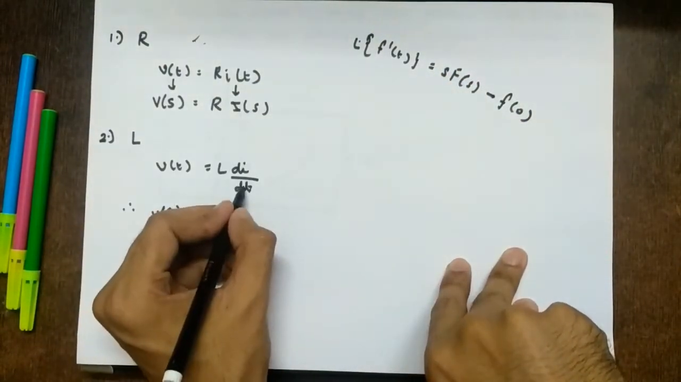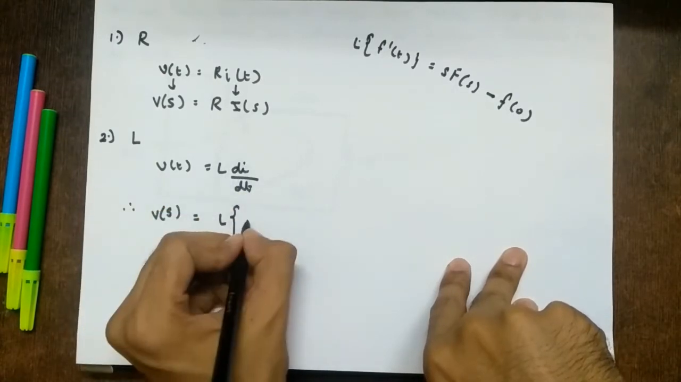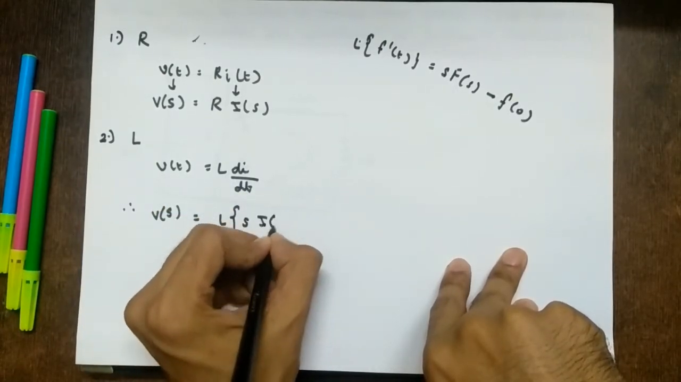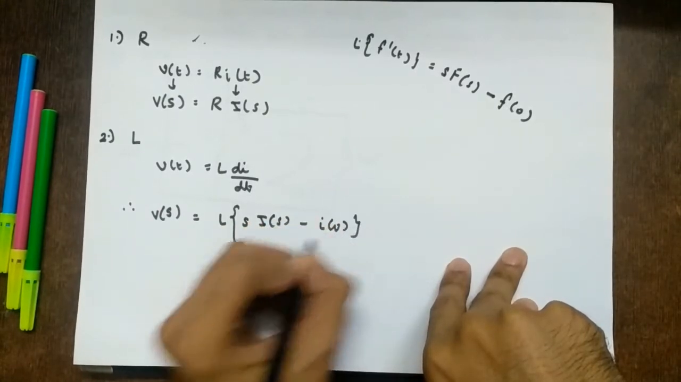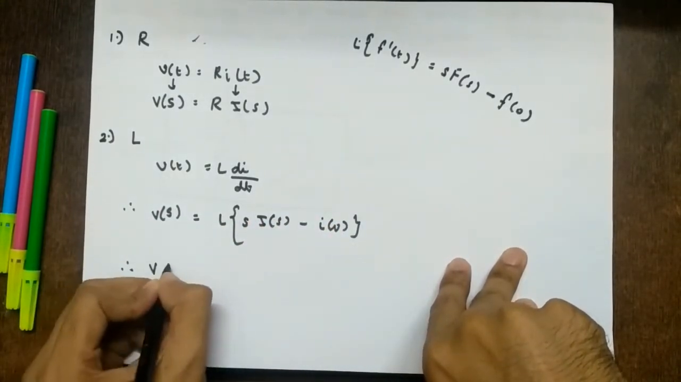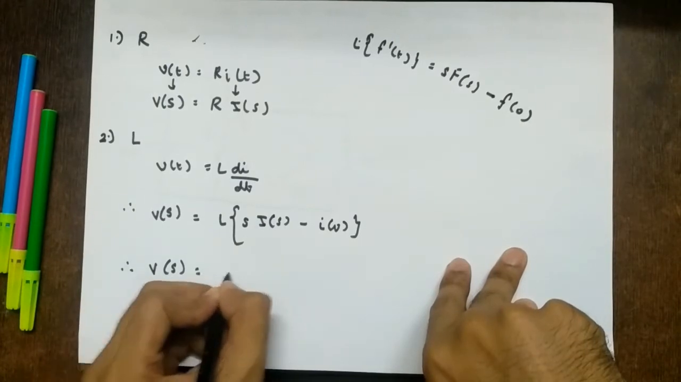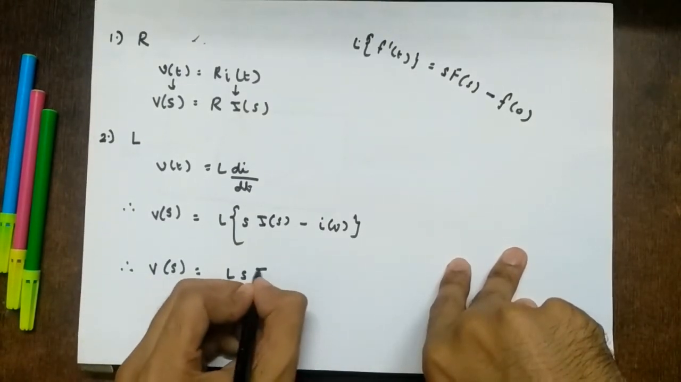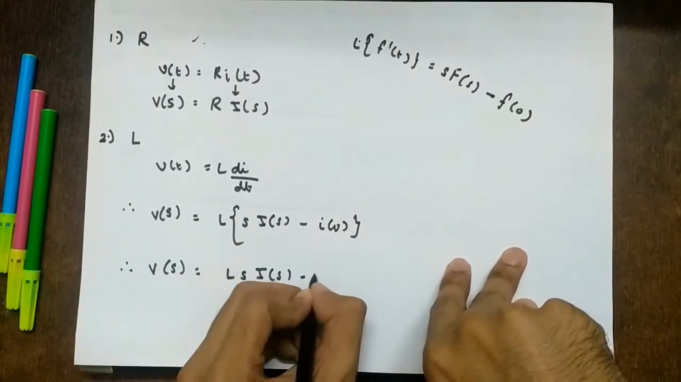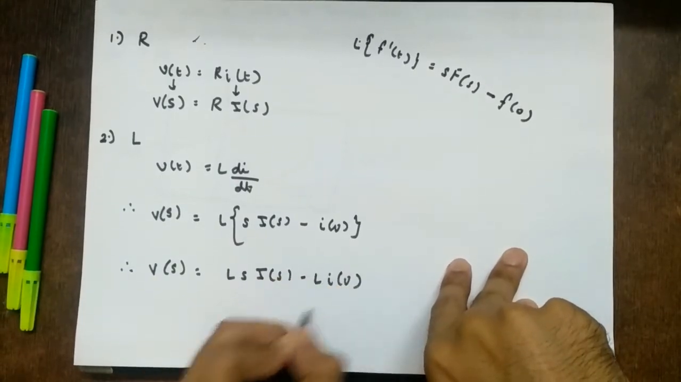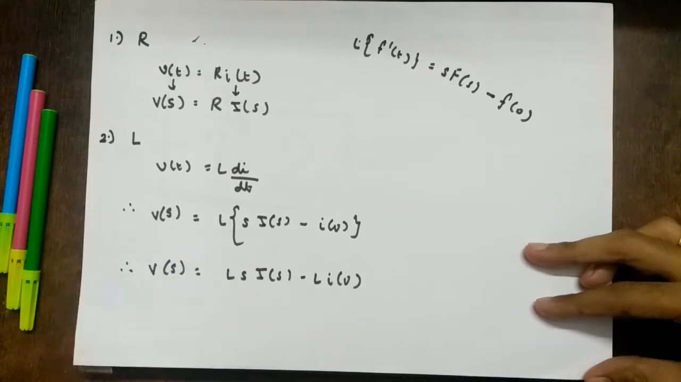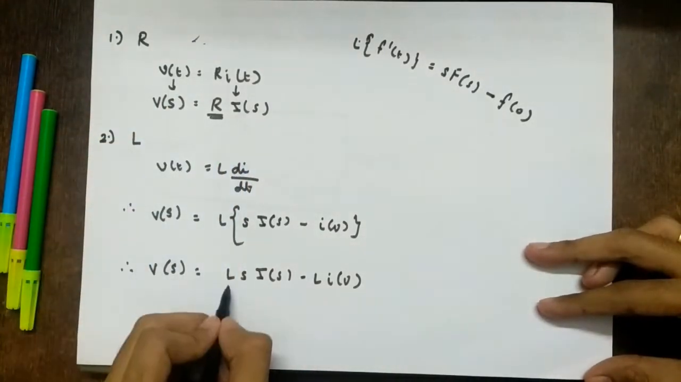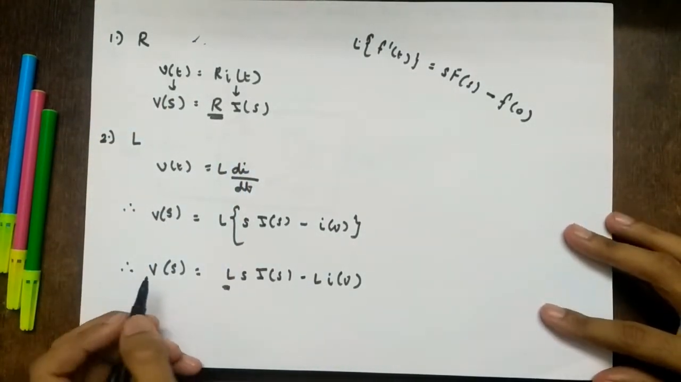So what will di by dt be? It is I dash. So it will be s I of s minus small i of 0, remember. Therefore V of s is, take L inside, L s I of s minus L i of 0, right? What is happening to the inductor? There was no change for the resistor, but for the inductor there is some change happening, right?